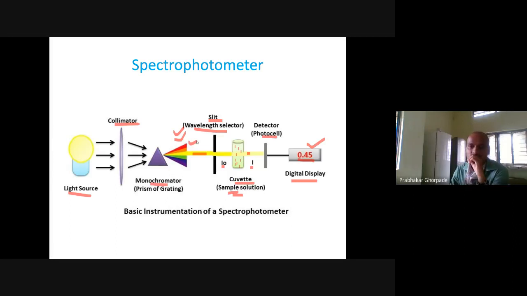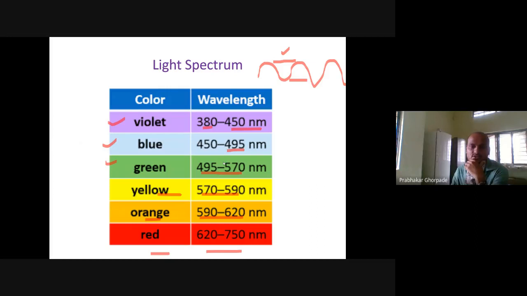So for glucose, you are selecting, for example, 505. Which light will you select? 505 is falling in this range. Okay, so green. So whenever we estimate glucose, we select the green light.